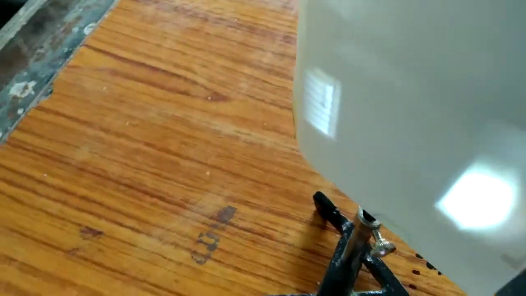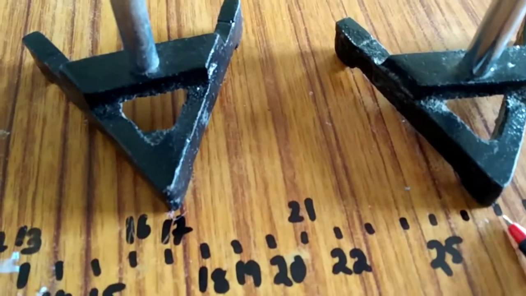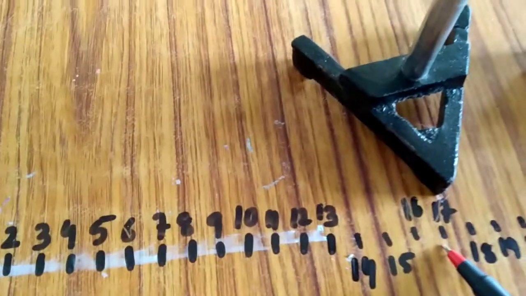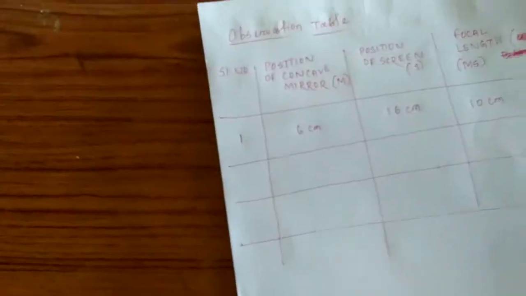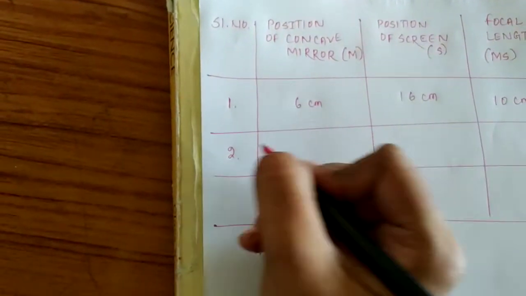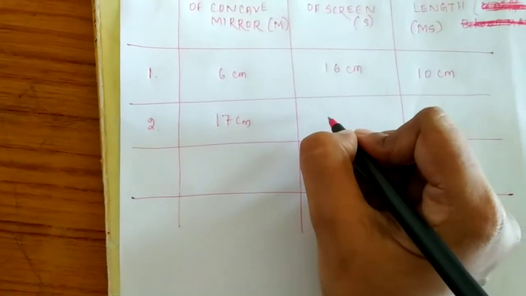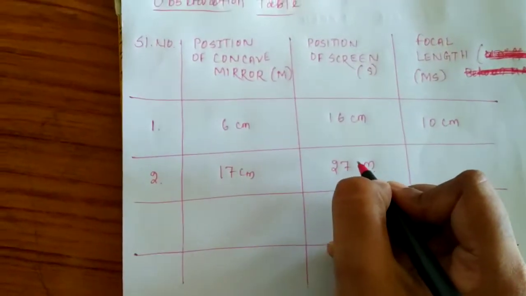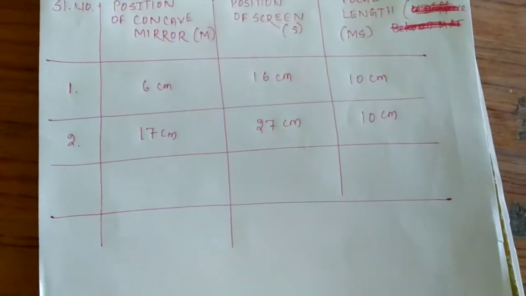Now let's see what the position of the screen is. So this is 25, 26 and 27 we got. So the position of the screen is 27 and the position of the mirror is 17. Let's write it in the observation table. In our second observation, the position of the concave mirror is 17 centimeter and the position of the screen where we have got the image is 27 centimeter. So the focal length will be 10 centimeter. And let's take another observation.